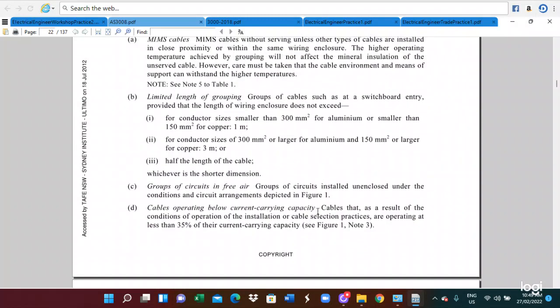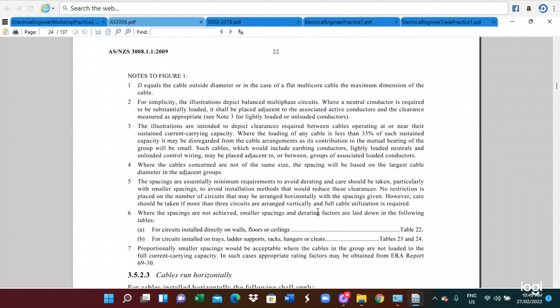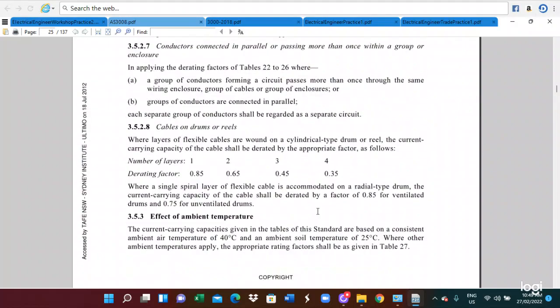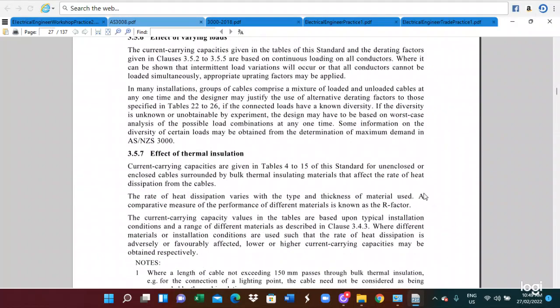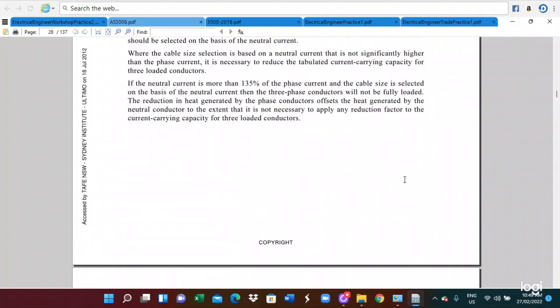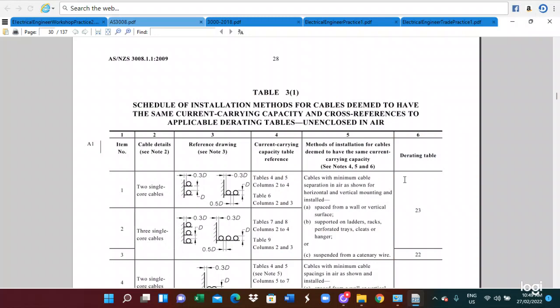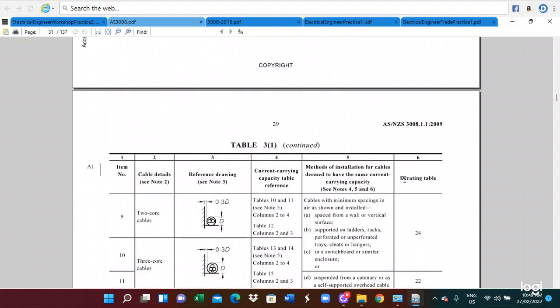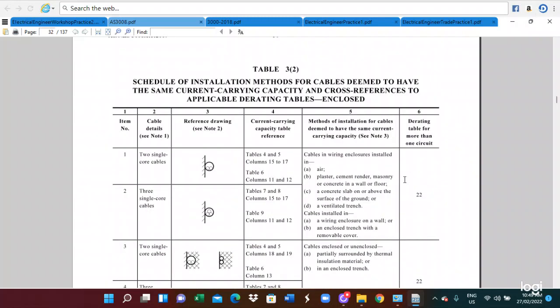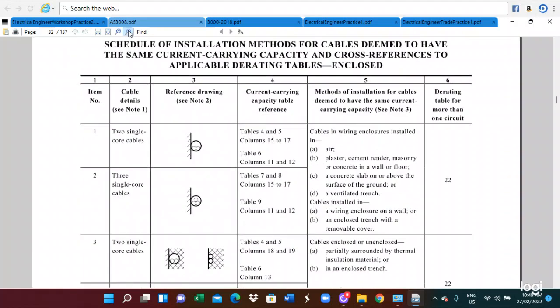So this is how to utilize a table. We look at table 3.1, which is enclosed, and here is table 3.2, enclosing air, so enclosing air, table 3.2.